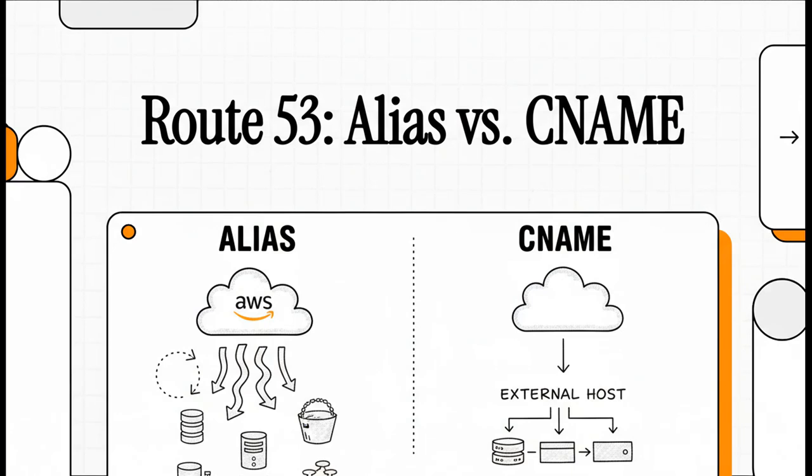All right, let's talk about something that is pretty much guaranteed to pop up on your AWS certification exam, Amazon Route 53 alias records. We're going to break it all down to make sure you absolutely ace it.